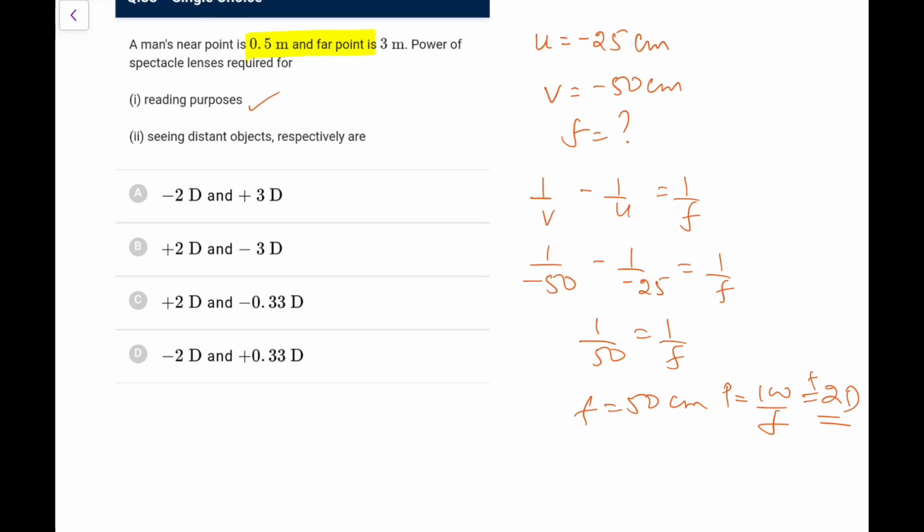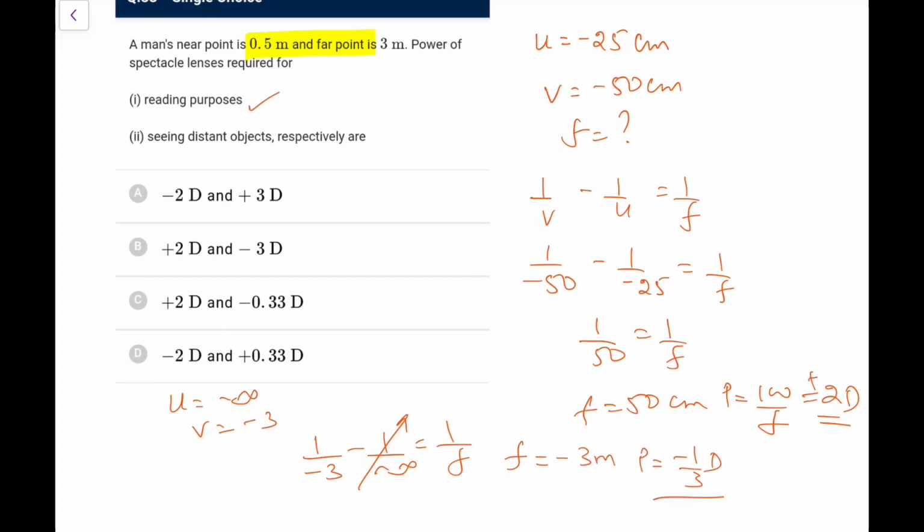Now for the distant objects, the object is at infinity and you need to place its image at 3 meters. So we will have 1 upon minus 3 minus 1 upon minus infinity, that is 1 by f. So f is minus 3 meters, so power is minus 1 by 3 diopters. So we'll go for option C, that is the appropriate one.